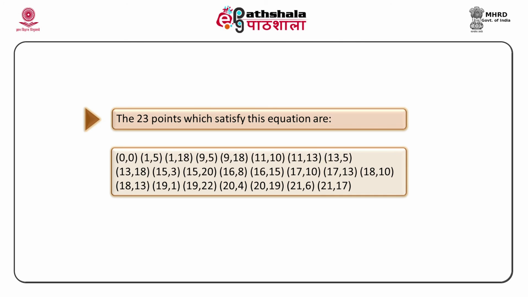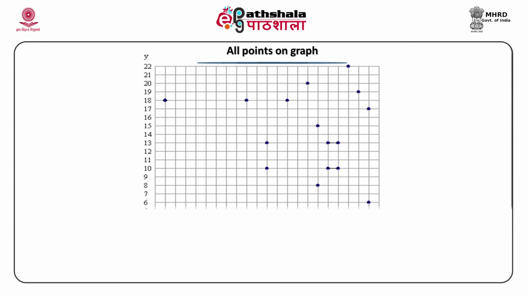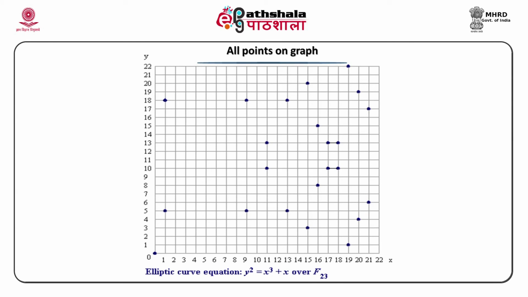The rest of the points you can find out. They are 0, 0, 1, 5, 1, 18, 9, 5, 9, 18, 11, 10, 11, 13, 13, 5, 13, 18, 15, 3, 15, 20, 16, 8, 16, 15, 17, 10, 17, 13, 18, 10, 18, 13, 19, 1, 19, 22, 20, 19, 21, 6, 21, 17. So these are the 23 points which satisfy the equation y square is equal to x cube plus x.